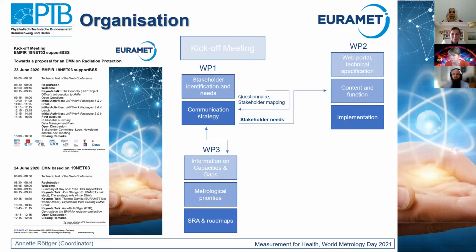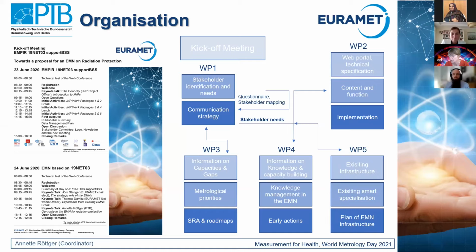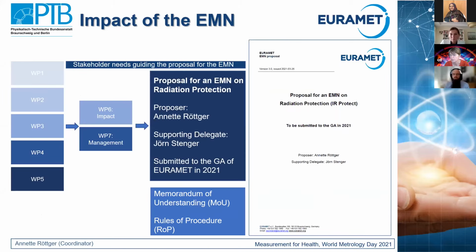To understand this, we have to do a gap analysis to understand what is missing and to understand what is doubled. We want to share information from one NMI to another NMI, but also to the non-NMI partners, and create early actions by this. And the final goal is really smart specialization, not to do duplication, but to support each other by adding services.